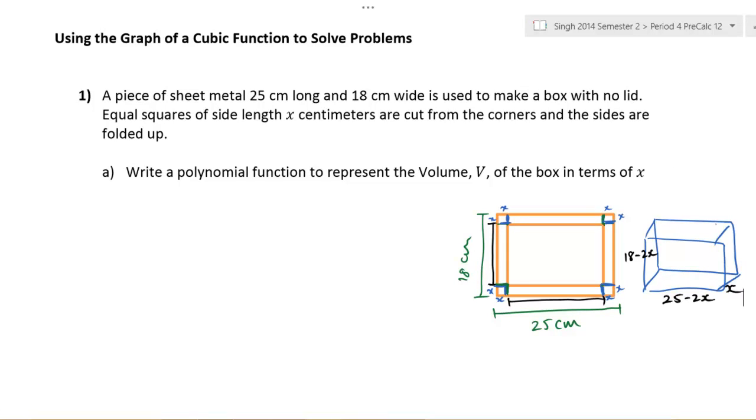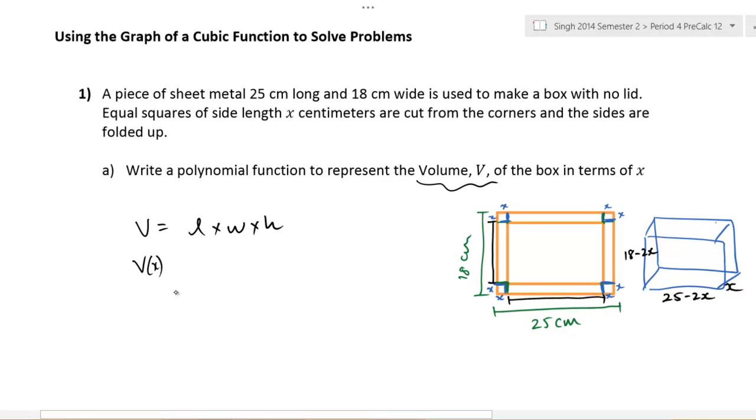We want to use a polynomial function to first of all represent the volume V of that box in terms of x. So what I'm asking for is, what would be the volume of that rectangular box? Well, we know that the volume formula for a rectangular prism is length times width times height. Our length, width, and height are those values. So as a result, the volume as a function of x is going to have the expression x times (25 minus 2x) times (18 minus 2x). That's going to be the polynomial.